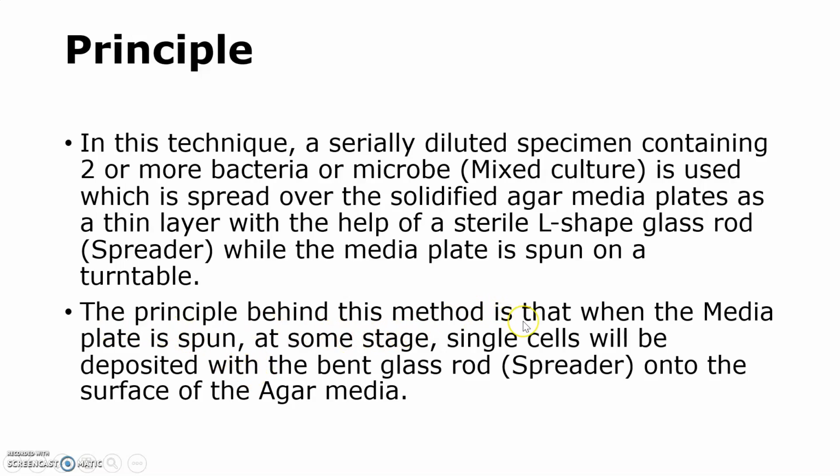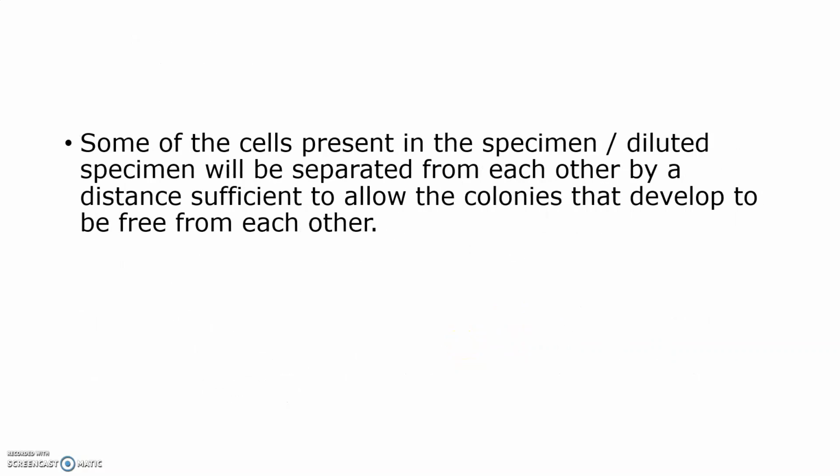The principle behind this method is that when the media plate is spun or turned, at some stage, single cells will be deposited from the bent glass rod onto the surface of the agar medium. Some of the cells present in the specimen or diluted specimen will be separated from each other by a distance sufficient to allow the colonies that develop to be free from each other. That is the purpose of spreading evenly, to separate the colonies.